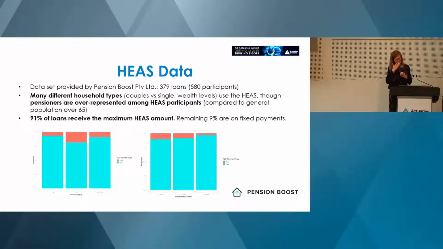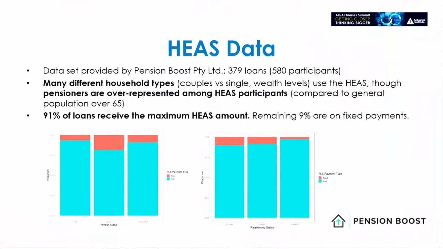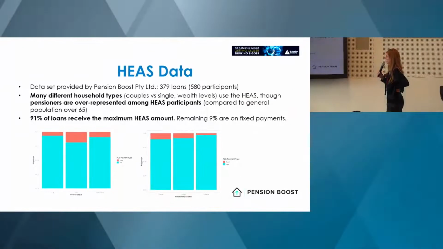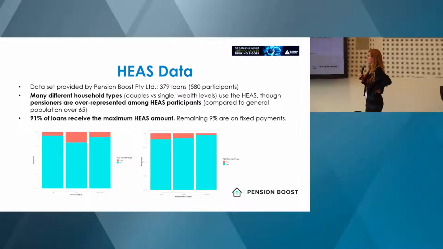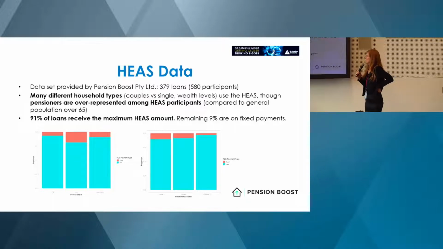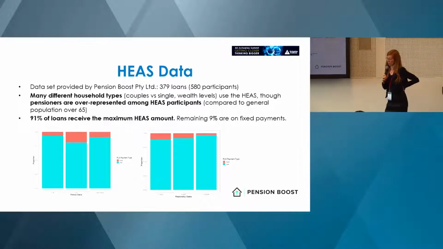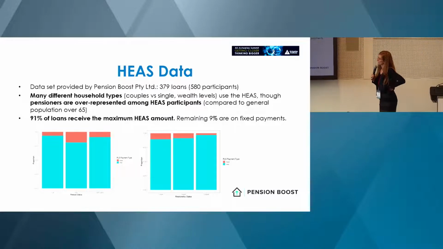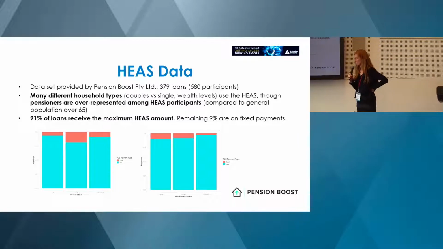So we are working on this project. We had a conversation on this project with a company called Pension Boost, who provide advice to retirees on how to apply for the home equity access scheme. They are a fee-for-service provider that have advised quite a substantial share of the actual participants in that scheme. For a fee between $400 and $600, they help individuals apply for funding from basically DSS Centrelink, and they have shared with us their database.